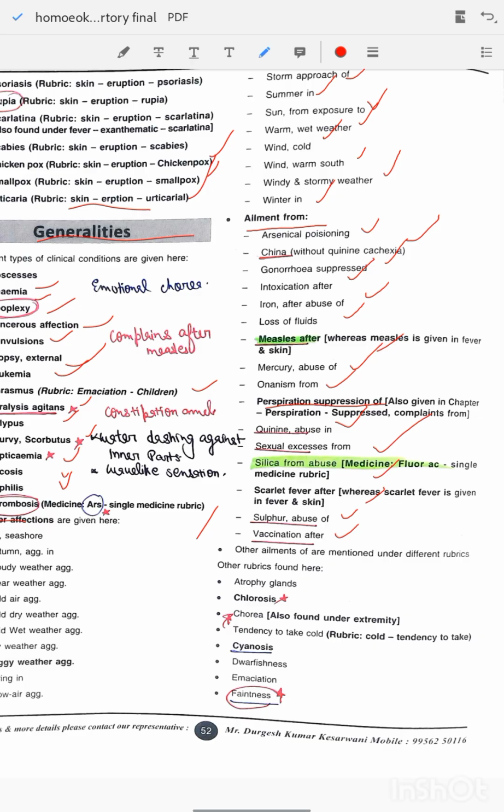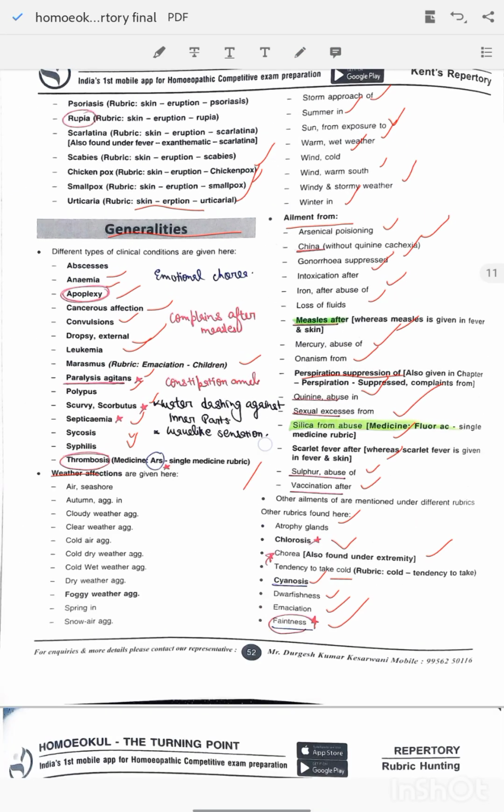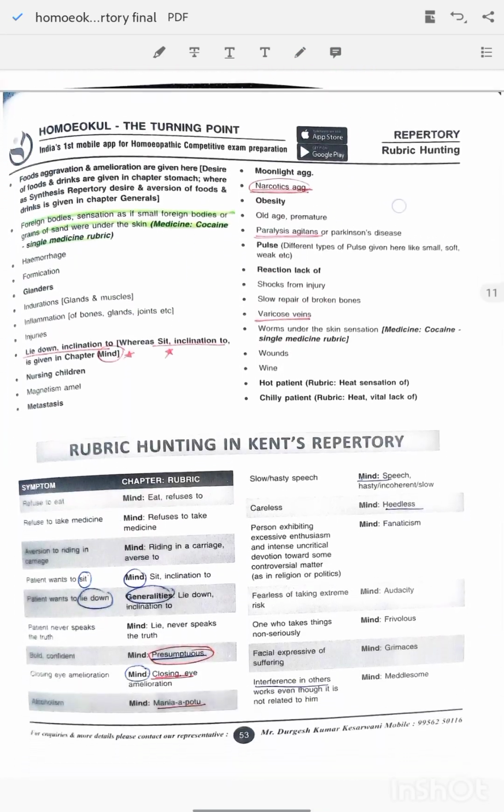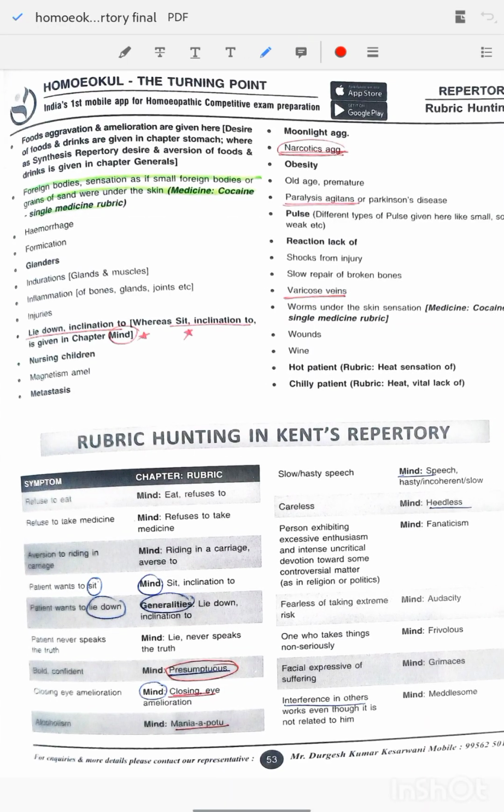Other rubrics found here are atrophy gland, chlorosis, chorea, tendency to take cold, cyanosis, dwarfishness, emaciation, faintness. Food aggravation and amelioration is also given here. Desire of food and drink is given in chapter stomach, whereas in Synthesis Repertory, desire and aversion of food is given in the general chapter. But in Kent Repertory, we can find it in desire and aversion to food given particularly under stomach.